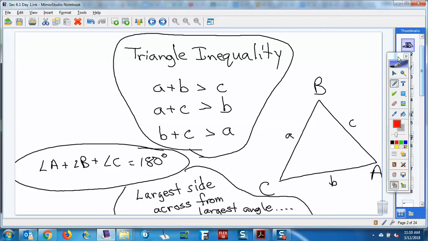Okay, a couple of other things about triangles. There's the triangle inequality, which basically says that any 2 sides added together has to be more than the 3rd side, right? Because if they were less, that would not make a triangle, okay? That other side would be too big, I guess. So A plus B would have to be greater than C, and A plus C would have to be greater than B, and so forth, so on, okay?